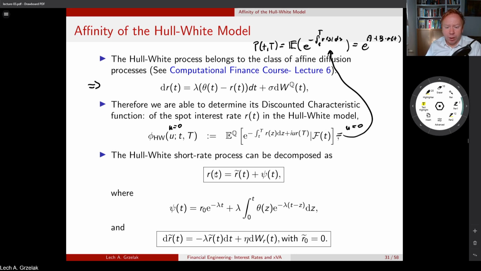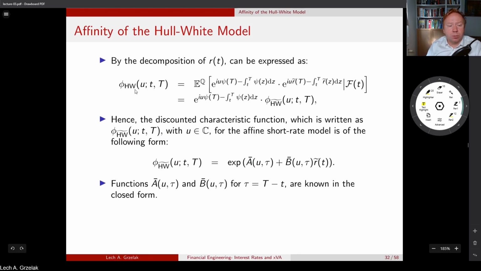And of course, now that we have this decomposition, we can also use it in this expression here. So this is what we will do next. We start with the definition of the characteristic function. We substitute our rt, so now rt is equal to R tilde t plus psi t. Wherever we have rt, we substitute this expression, and then we end up with an integral over psi, and then two elements which depend on R tilde. And this R tilde is without the time-dependent theta t function.